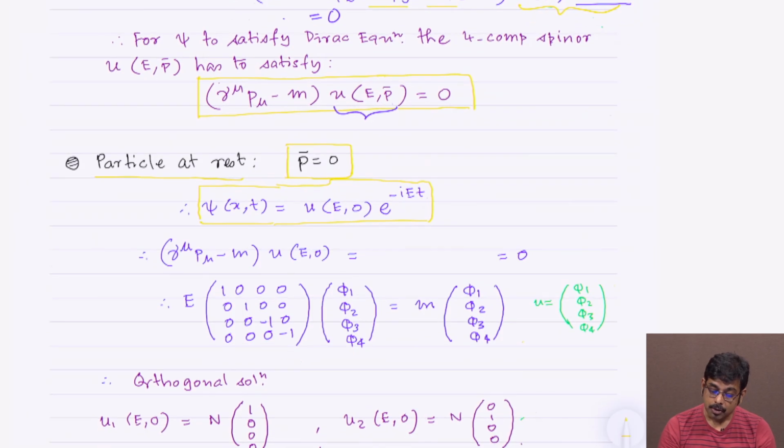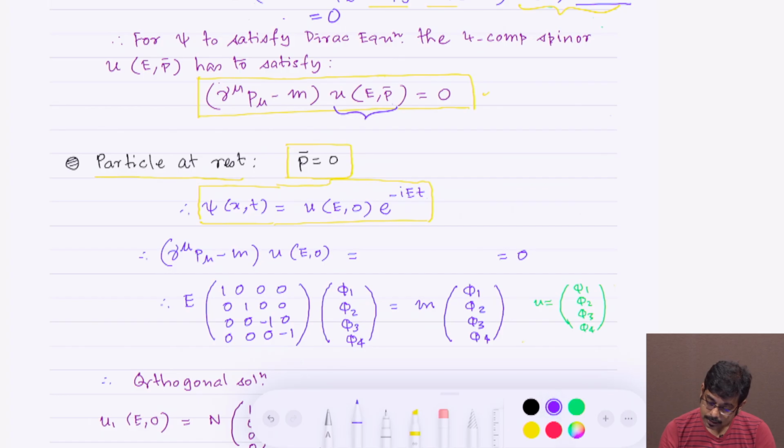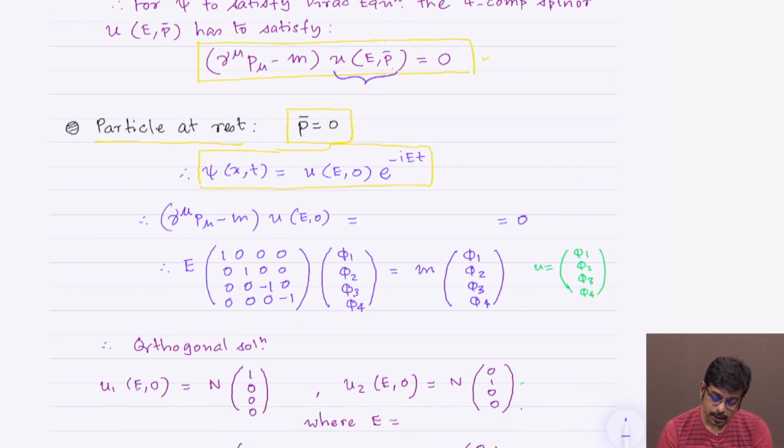Very good. Now, what I am going to do is rewrite the above equation, gamma mu p mu minus m u e p equal to 0, in the limit when the 3-momentum is equal to 0. Can you tell us what I should get? So, gamma mu p mu minus m u e p, but the p is equal to 0. So, it will be only u e comma 0. What exactly is it going to be? Because the p vector is 0.